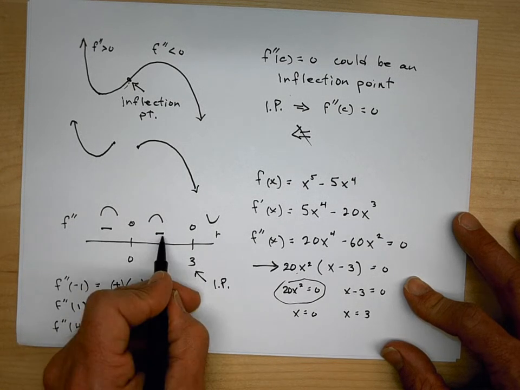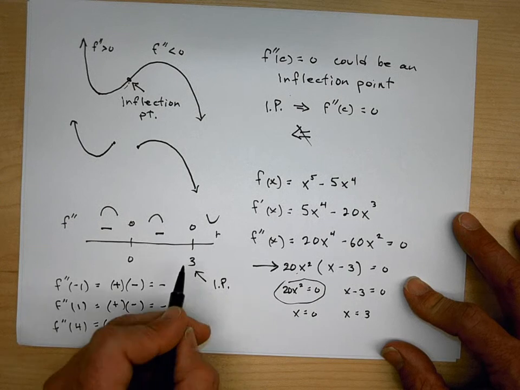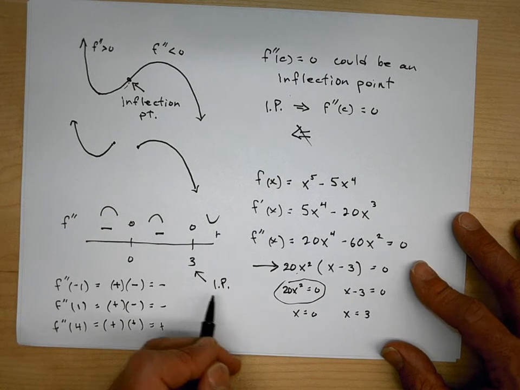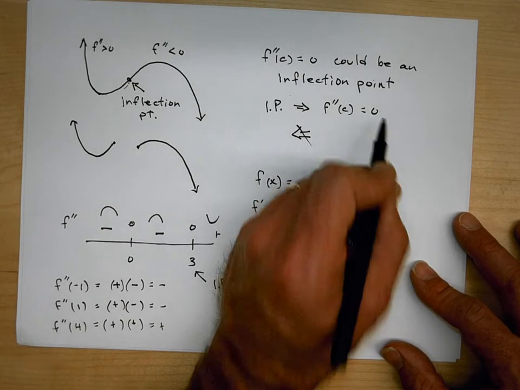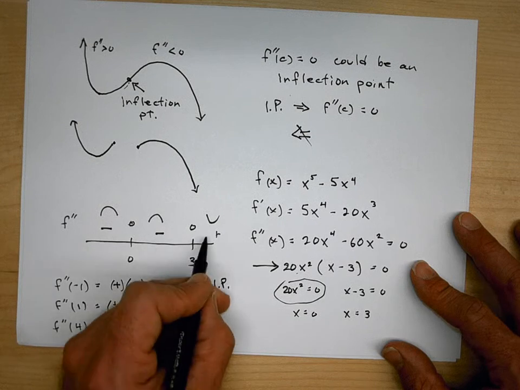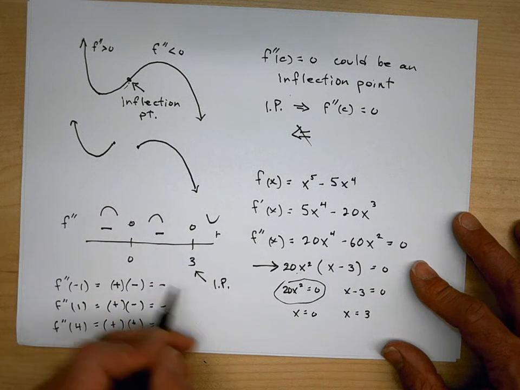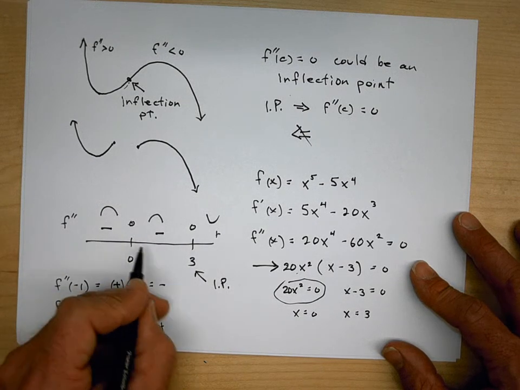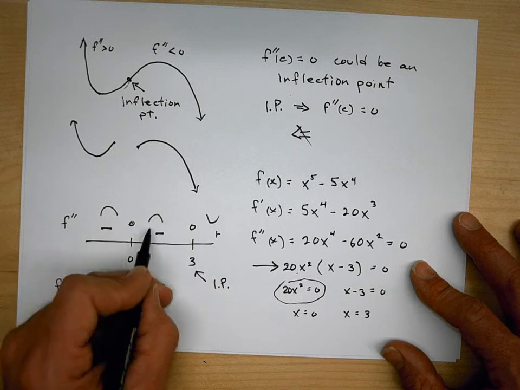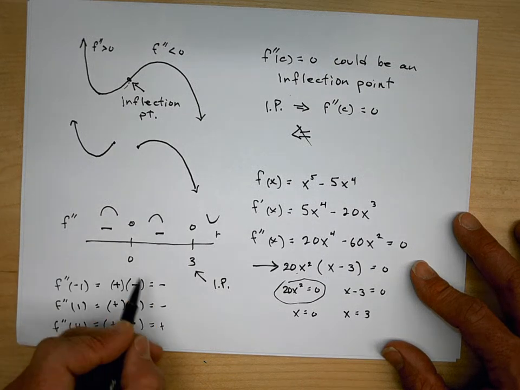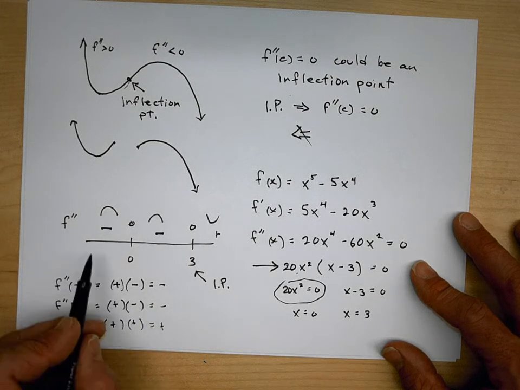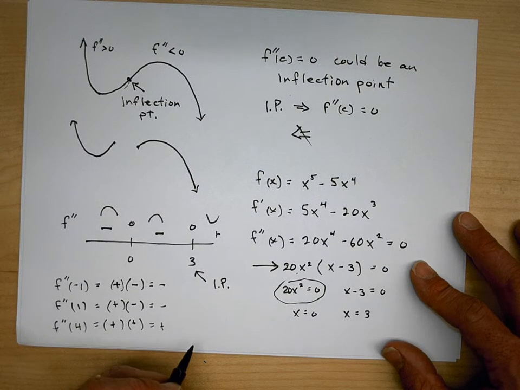The sign of the second derivative changes. That is how an inflection point is defined. It's not defined by when the second derivative is 0. It's defined by when the concavity, or the sign of the second derivative, changes. This one here is not: 0 is not an inflection point because the concavity did not change. All right, so we'll talk about this kind of scenario more when we talk about the second derivative test in the next lecture.